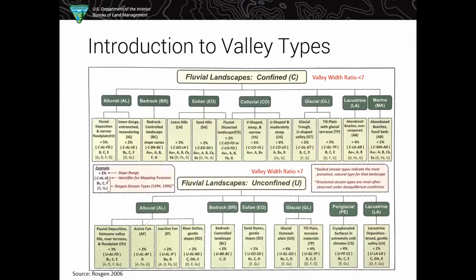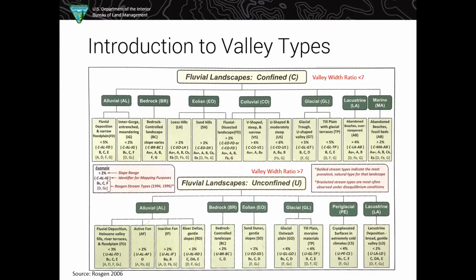All right, I know this is a busy diagram, and I apologize. But it is a really useful diagram to think about and consider when you're thinking about the fluvial landscape or the valley type that you're in. This comes from a publication developed by Dave Rosgen, and I have all the references at the end on the last slide, so you don't have to worry about jotting anything down. This comes from Rosgen 2006, and it's basically his valley type key. There's a lot more that goes with it, obviously.